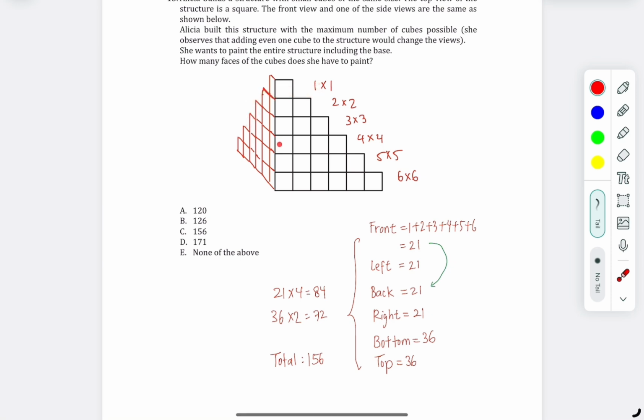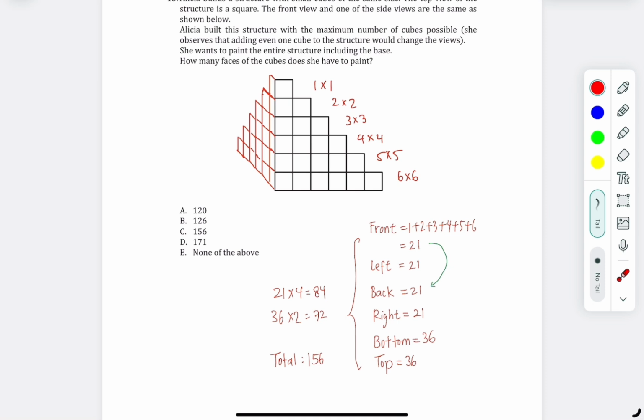So that means it can only have this 4 by 4, 5 by 5, 6 by 6. Okay, that's the maximum number of cubes possible. Then we realize that this is the front view. The back view will also be the same as this, probably just the mirror image. Then, since we know that this is the maximum structure, this is for our left side, our right side will also be the same.